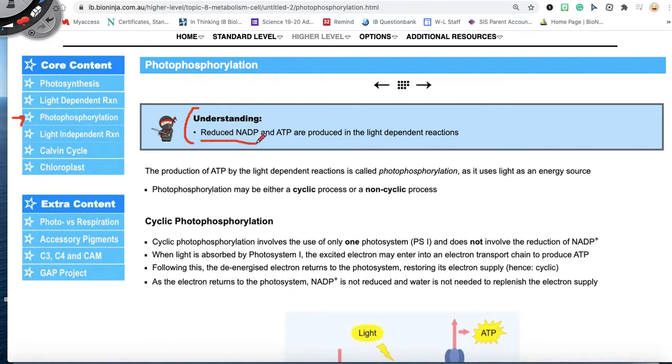Reduced NADP and ATP are produced in the light-dependent reactions. So we saw how this happened in the light-dependent reactions. These molecules here, NADP and ATP, are the molecules that are able to carry the chemical energy that was converted from light energy from the sun, right? NADP gets reduced to NADPH.